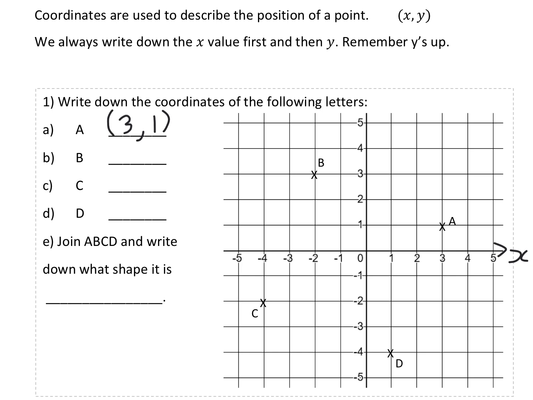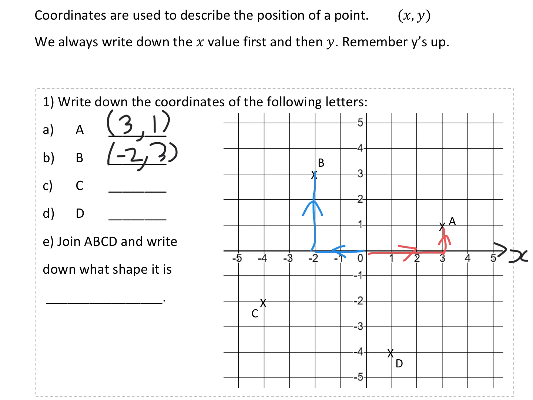Okay, that's A done. What about B? Well, if you're at B, you start off at the origin. How far left or right do you go? You have to go left, so you have to go to -2. So the x value is -2. And then you have to go 3 up. So the first one was 3 to the right and 1 up. The second one was 2 to the left, so -2, and 3 up.